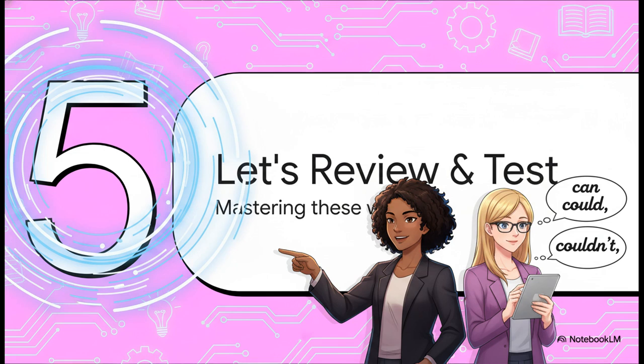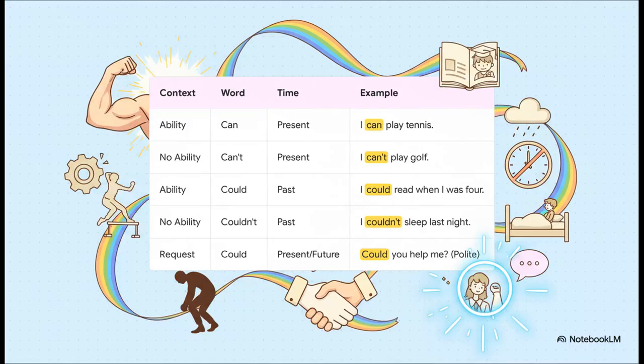Wow, okay, we have covered a lot, haven't we? We've done ability in the present, ability in the past, and making polite requests. So now let's pull it all together. We'll do a quick review and then a little quiz to see how you do. Think of this table as your ultimate cheat sheet. It breaks everything down so perfectly. You've got the word, what it's used for, ability or a request, the time, and a really clear example for each one. This is definitely a great little guide to save for later.